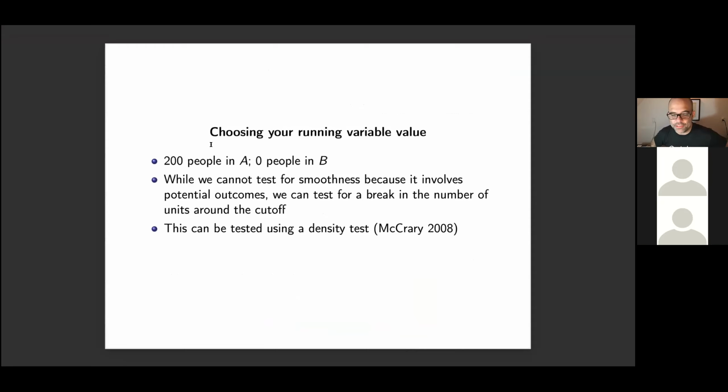That is a test that was developed by Justin McCrary in the Journal of Econometrics in 2008. It was a density test to test for sorting, and it's become basically mandatory in the literature. So you can't test for smoothness, but you can start to test for phenomena that are suggestive that smoothness isn't holding. And any kind of sorting has the potential to break smoothness.